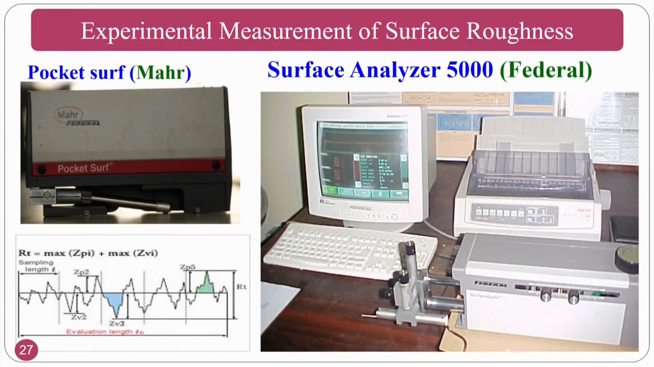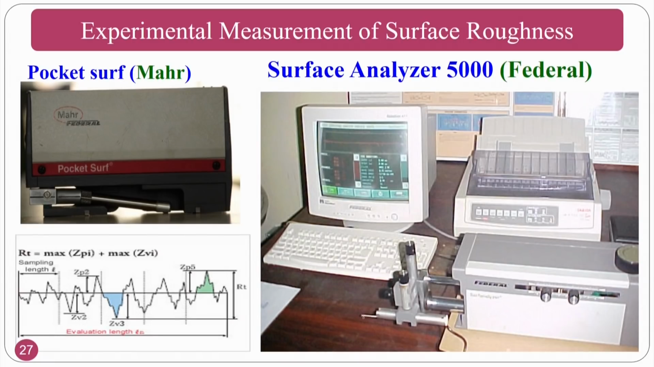The same thing you have seen previously. So this is a pocket surf. The difference between the previous slide and this slide is that this is the stylus method, the probe method, where direct contact is there. So this has its own limitation. This is the probe, a small one; you cannot see it here. It will reciprocate on the workpiece and give the value. So this is the contact type of surface roughness measurement.